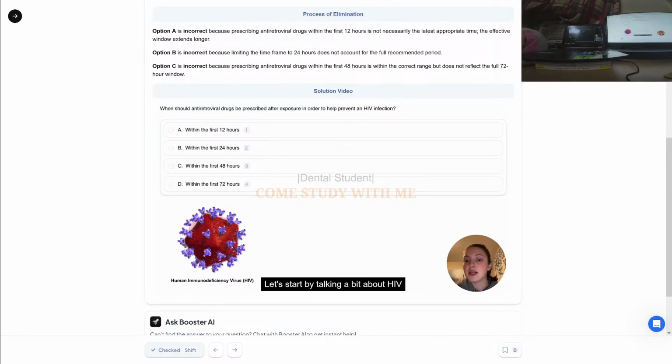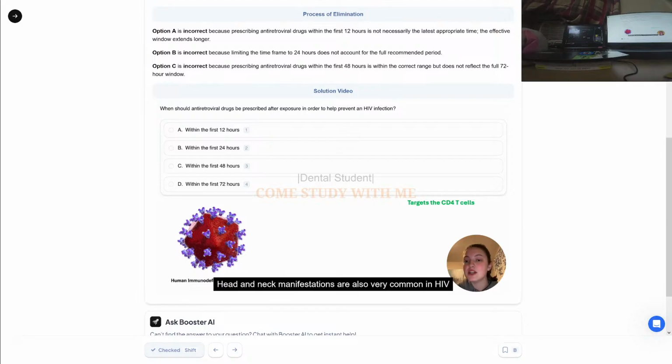Let's start by talking a bit about HIV, and then we'll discuss when these antiretroviral drugs need to be prescribed by. Now, the human immunodeficiency virus is a virus that targets the immune system, specifically the CD4 T cells. Signs and symptoms of HIV depend on the stage of infection. Initial symptoms include fever, headache, and sore throat, while later symptoms include swollen lymph nodes, weight loss, and diarrhea. Profound immunosuppression in patients with this condition can result in opportunistic infections, neoplasms, and other systemic effects.